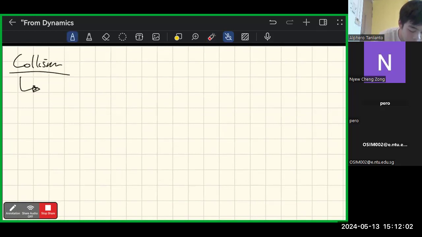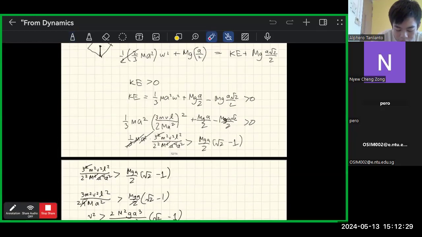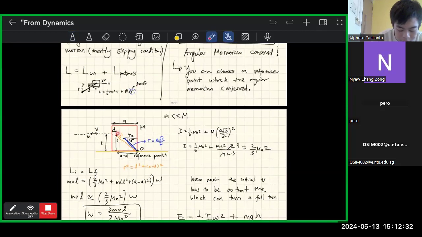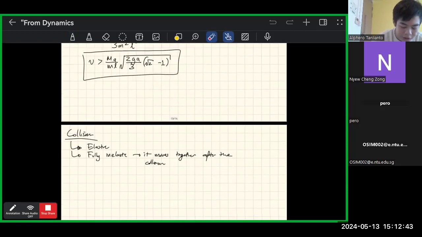sometimes you will have a problem where it's elastic or it's fully inelastic. What I mean by fully inelastic is that it moves together afterward. Like the previous question that we did, where it's embedded and moving together afterwards. Or if you have a block moving with velocity v and another stationary, and then they move together afterwards with the same velocity, it's fully inelastic.